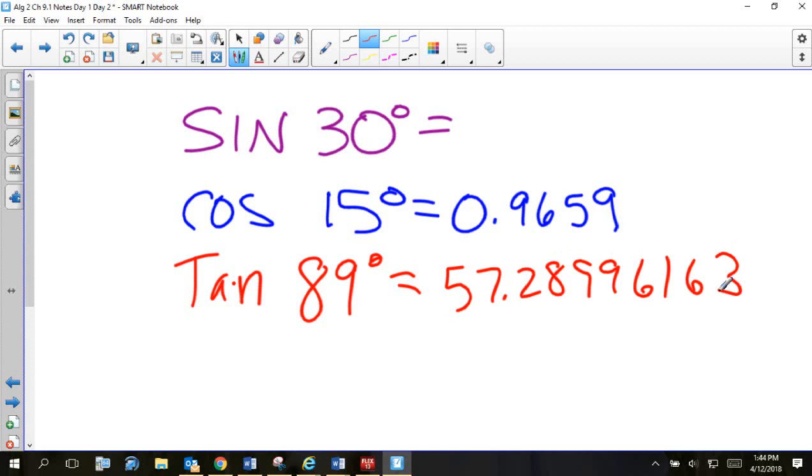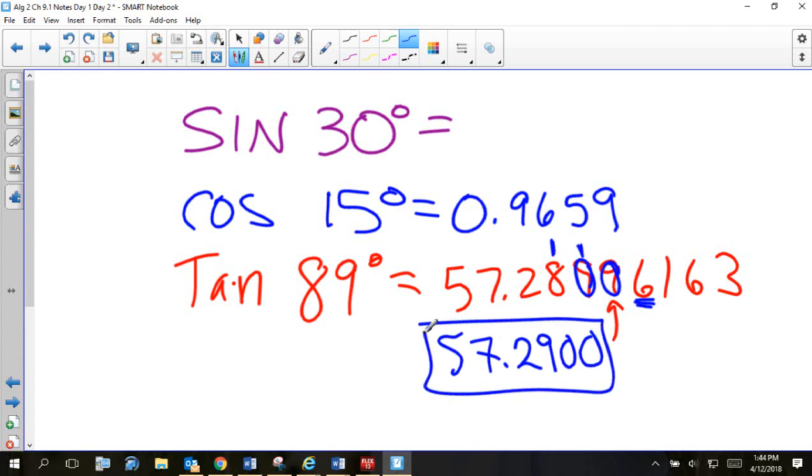It's 57.2899616. We're rounding to the 4th decimal place. To round to the 4th decimal place, you look at the 5th. When we round, we look at the next decimal place. What does the 6 tell me to do to the 9? Round it not to 0, but to what number? 10. So when I make this a 10, I have to carry that 1. Rounding it correctly, it's going to be 57.2900. If you round wrong, you will lose points.